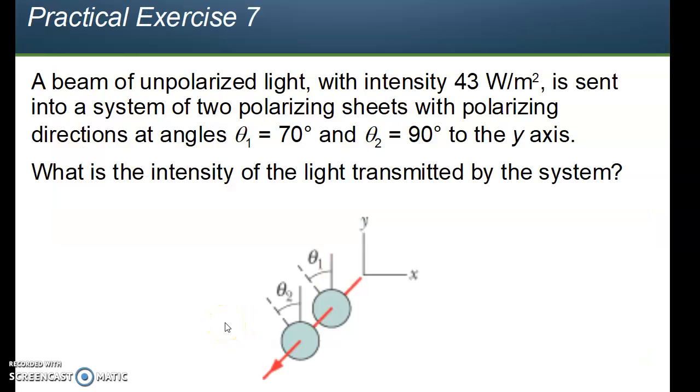Practical exercise number 7. This is problem number 35, where you've got the X and Y direction here, and you've got two different polarizing sheets here. This one has a polarization angle theta equals 70 degrees, and this one right here is 90 degrees with respect to this Y-axis, right? So this is going to be all the way down to here. This one is just going to be down to about over here. Okay. The intensity is 43 watts per square meter. What's the intensity of the light transmitted by the system?